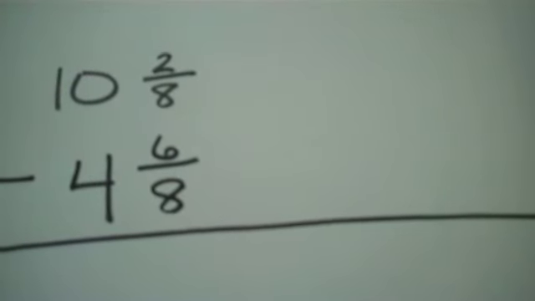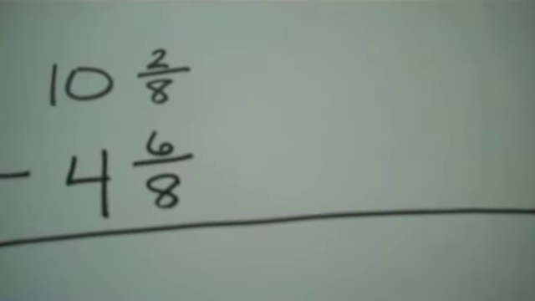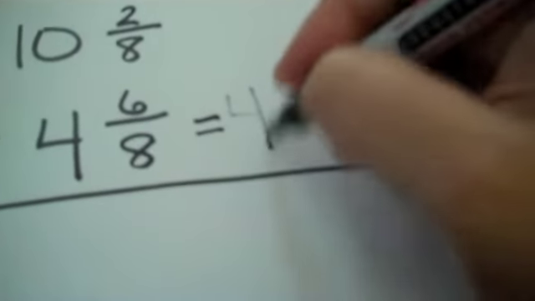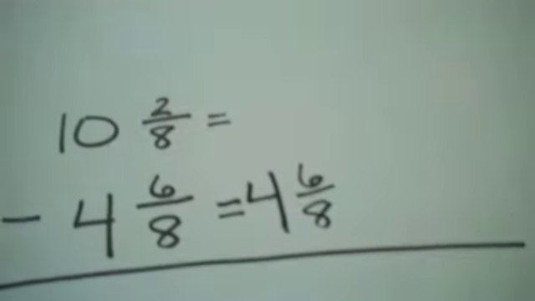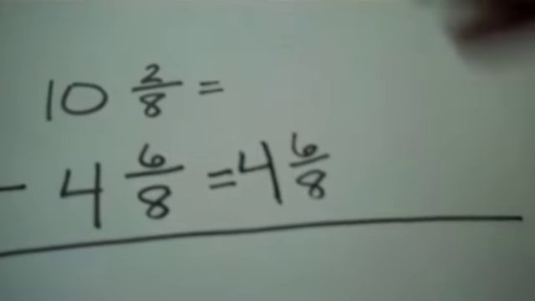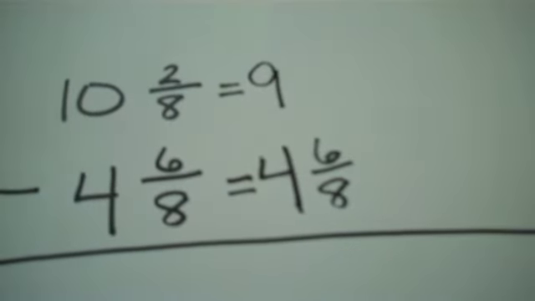Now, as I said last time, when we borrow, just like when we borrow with whole numbers, we're not going to change anything on this bottom number. He gets to stay the same. So I'm just going to write down equals 4 6/8. Okay, that doesn't change. I'm going to come back over to this 10 2/8, however, and I'm going to do some work. Okay, I'm going to take one whole away from that 10, which is going to make it 9.